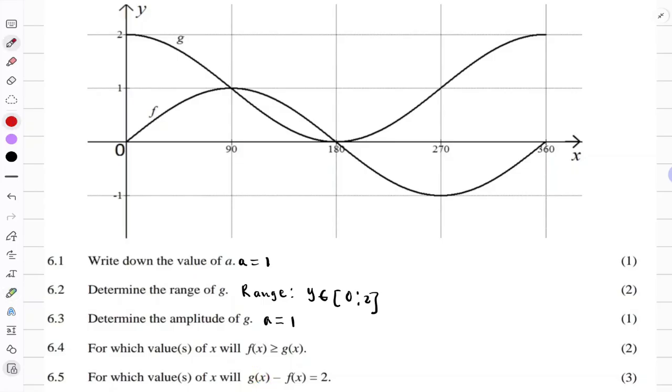So we can see that g of x and f of x are equal at x equals 90 degrees and x equals 180 degrees. So these two are solutions.